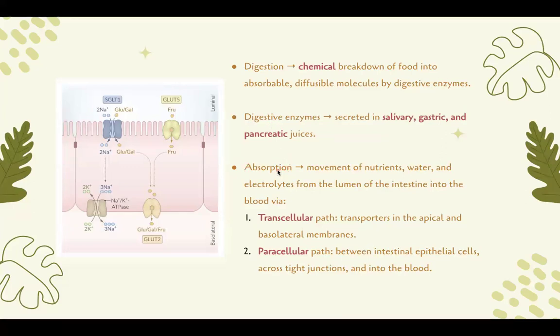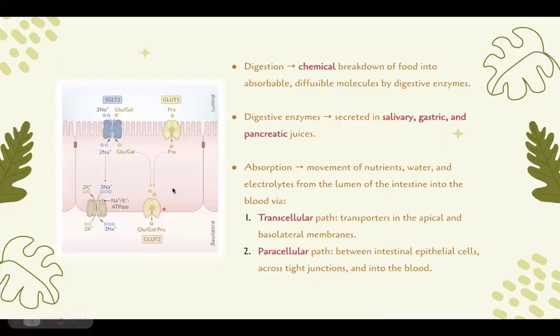Now, for absorption, after we have digested the food that we ate into these small nutrients and particles, we need to absorb them. So absorption is basically the movement of nutrients, water, and electrolytes from the lumen of the intestine across the intestinal lining into the basolateral side so that we can take them up into blood.